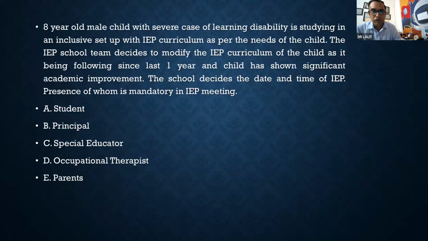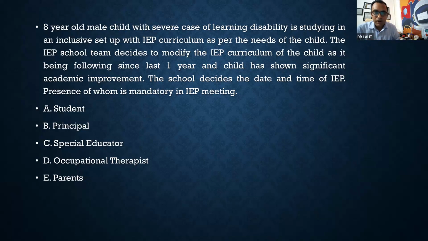Next question, again on IEP. An 8-year-old male child with a severe case of learning disability is studying in an inclusive setup with an IEP curriculum as per the needs of the child. The IEP school team decides to modify the IEP curriculum, as it has been followed for the last 1 year and the child has shown significant academic improvement. So they were following an IEP for the last 1 year and have shown significant improvement. Now they decided to make a change in the IEP. So the school decides the date and time for the IEP.